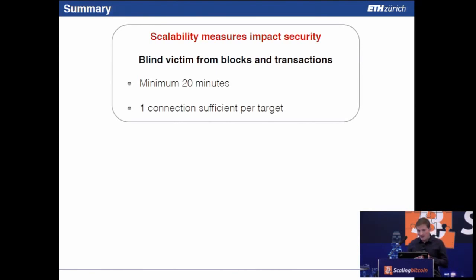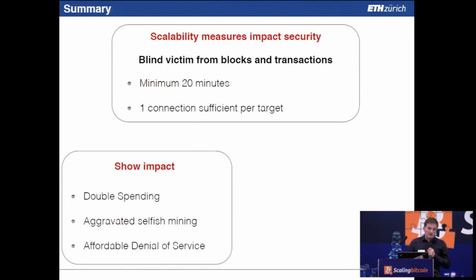network layer actually impact the security of Bitcoin. We have shown how to delay a transaction or block for at least 20 minutes, and one TCP connection for that is sufficient. And we have shown the impact of double spending. I refer you to the paper in order to read about aggravated selfish mining. And we talked briefly about denial of service here.